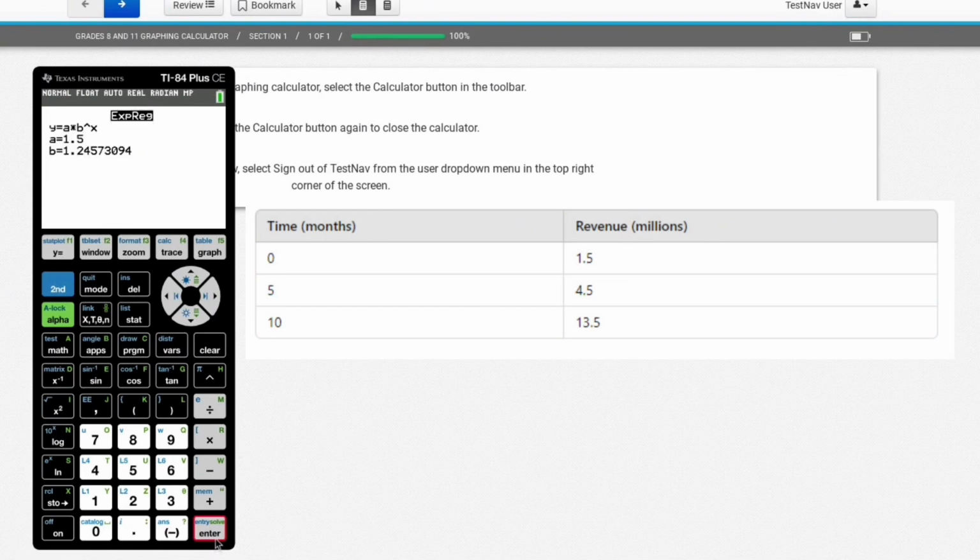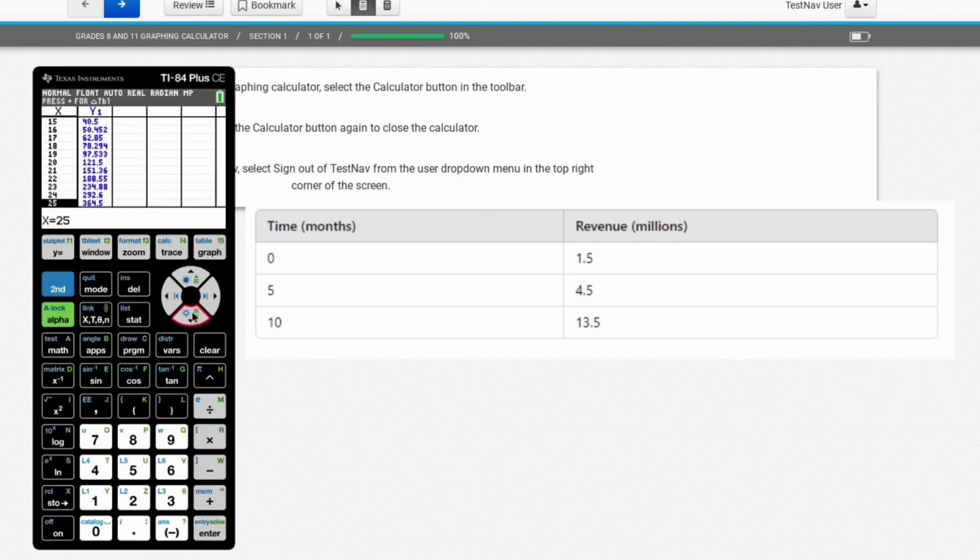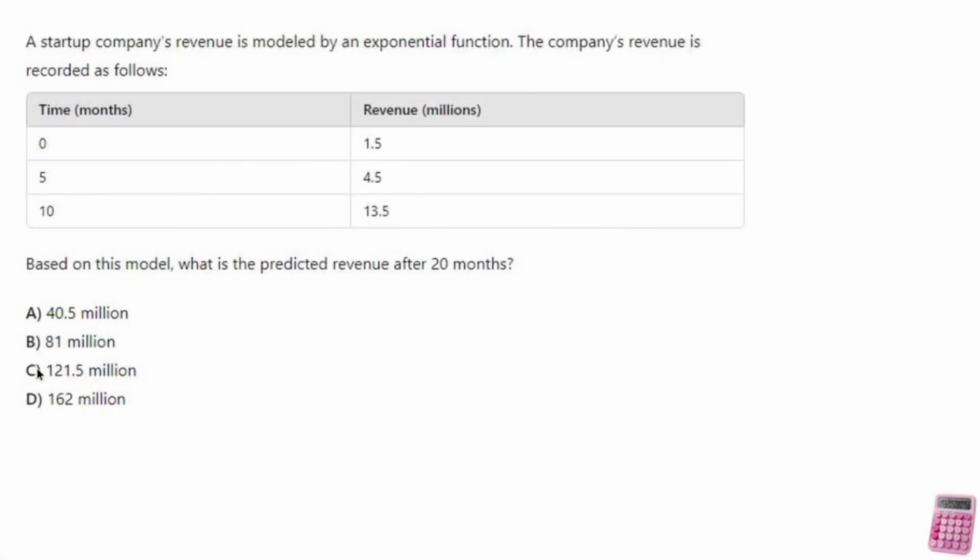So I go to Calculate, I hit enter, I get that function right there, which I'm not going to bother writing down because I don't need to. It's there for me. Okay, so if I want to find out what happens at month 20, I can go to second, table, scroll all the way down to 20, and find out that 20 is 121.5. So let's go back to our options and circle 121.5. So when all was said and done, we ended up with C, which is $121.5 million. And that's our answer.